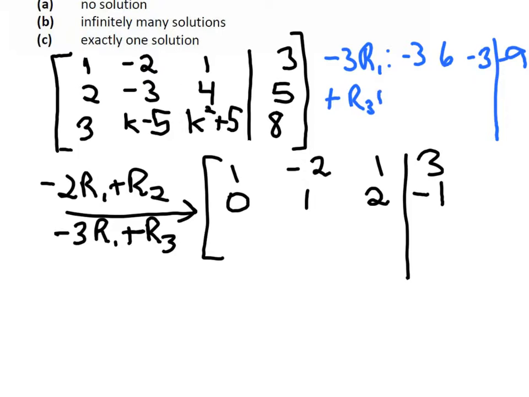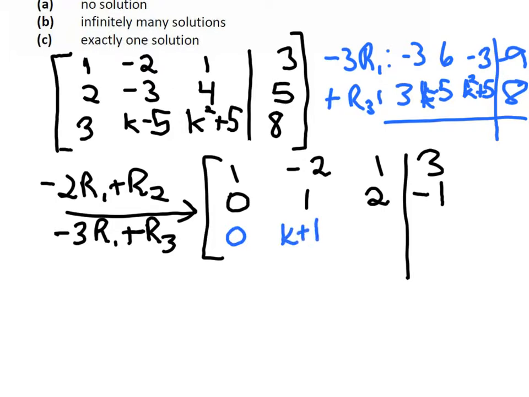Plus row 3, which is 3, k minus 5, k squared plus 5, and 8. When we add that up, this is k minus 5. -3 plus 3, so 0. 6 plus k minus 5, so that's k plus 1 here. 6 plus k minus 5 gives us k plus 1. -3 plus k squared plus 5 will be k squared plus 2. And -9 plus 8, so -1 here.